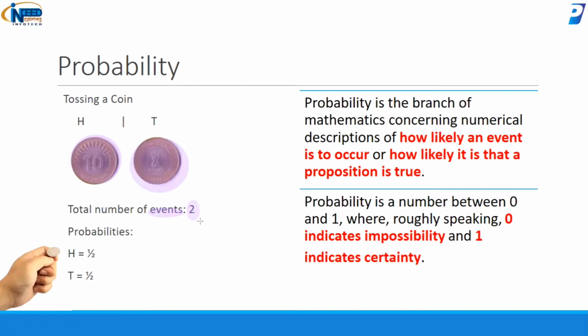Now, what is the possibility of getting one head? Getting one head is 1 by 2. So 1 is the possibility of getting a head and the total number of possibilities or events is 2. Similarly, the possibility of getting tail is also 1 by 2. So here we can understand that probability ranges from 0 to 1, where 0 roughly indicates that it is impossible and 1 indicates a high chance of possibility.